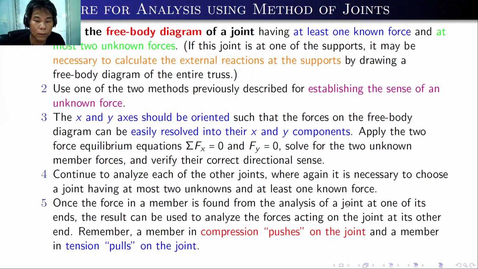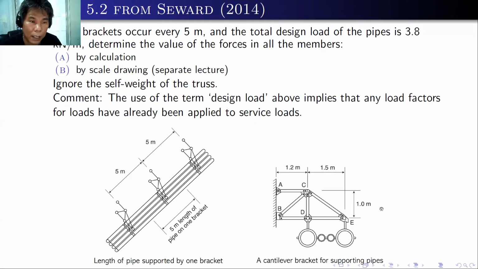Here is an example, the bracket that we were talking about earlier, spaced every 5 meters, and the total design load of the pipes is 3.8 kilonewton per meter. Determine the value of the forces in all the members by hand calculation and by scale drawing. Scale drawing will be discussed in a separate lecture. Ignore the self-weight of the truss, and the use of the term design load above implies that any load factors for loads have already been applied to the service loads.